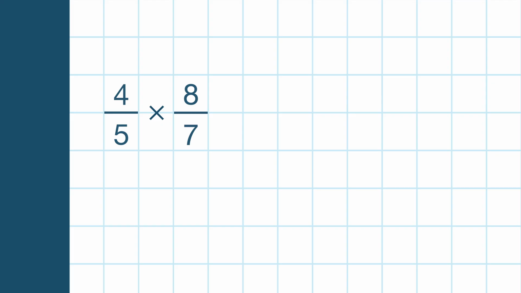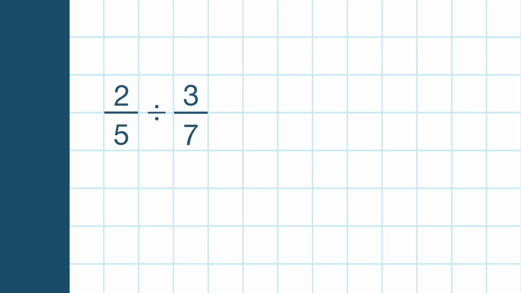Now multiply the fractions. Multiply the numerators. 4 times 8 equals 32. Multiply the denominators. 5 times 7 equals 35. So 4/5 divided by 7/8 equals 32/35.